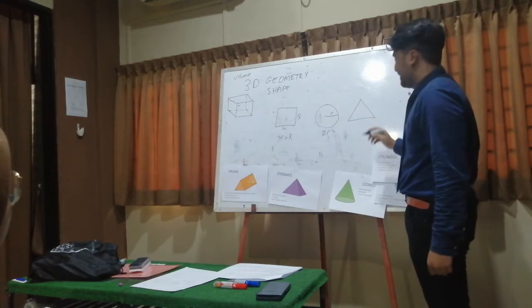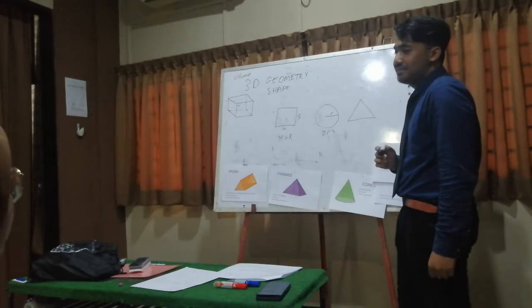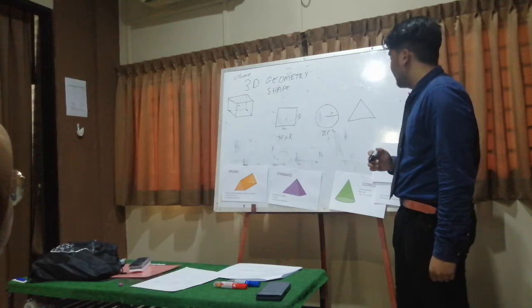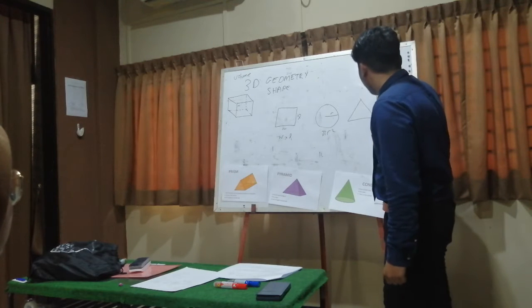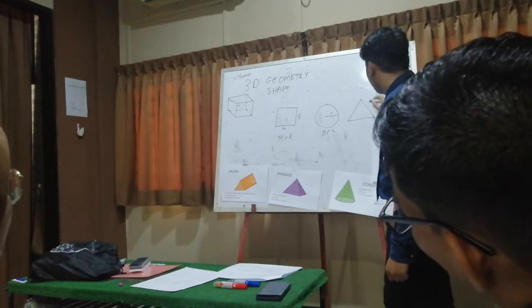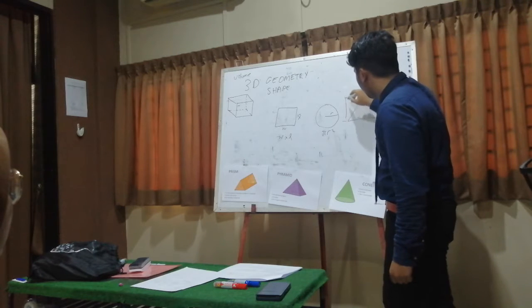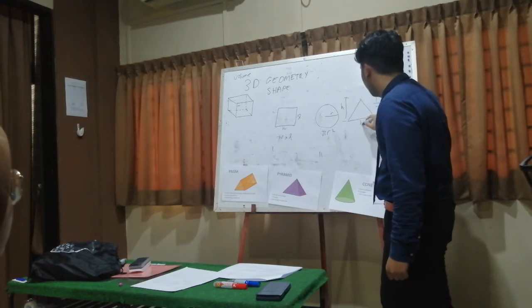Okay, lastly we have here, what is this? Triangle. Okay, triangle. Anyone? Half base times height. This is height. And base.